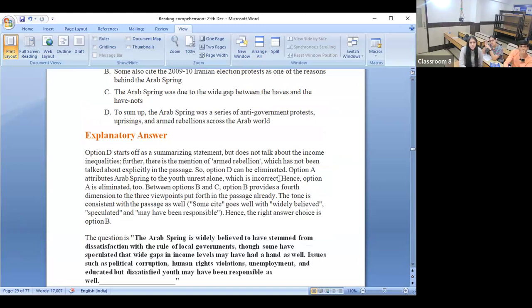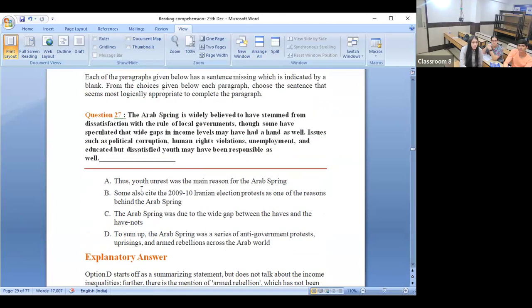Okay. Option A. Option A attributes the Arab Spring to the youth unrest alone, which is incorrect. Hence, option A is incorrect. Does it make sense to you? Why? Because option A says that youth is the main reason for the Arab Spring. Youth is not alone. यहाँ पे देखना, it is not the youth, it's also the local government, it is also about the income level. अब किसी का rise हुआ है तो सिर्फ इनकी वजह से नहीं हुआ है और reasons की वजह से, इसलिए A is not there.